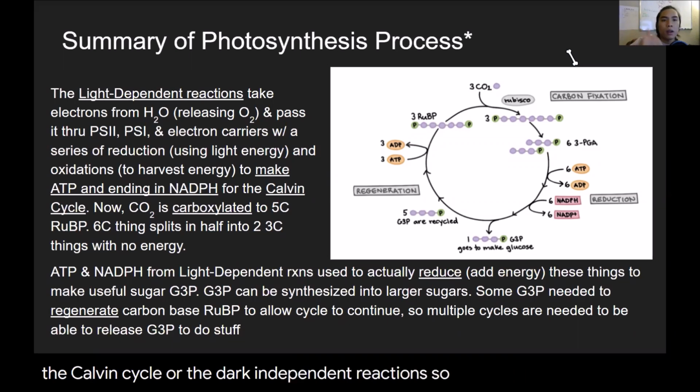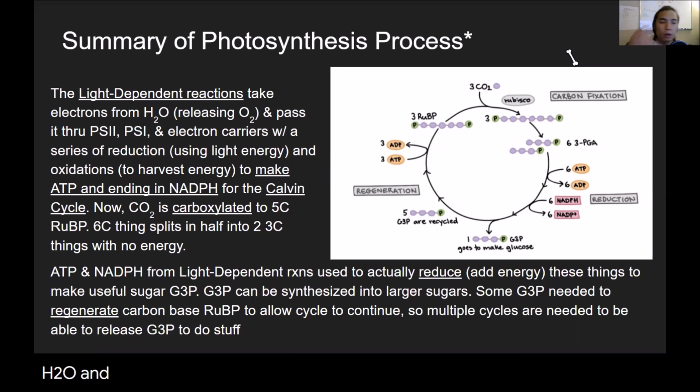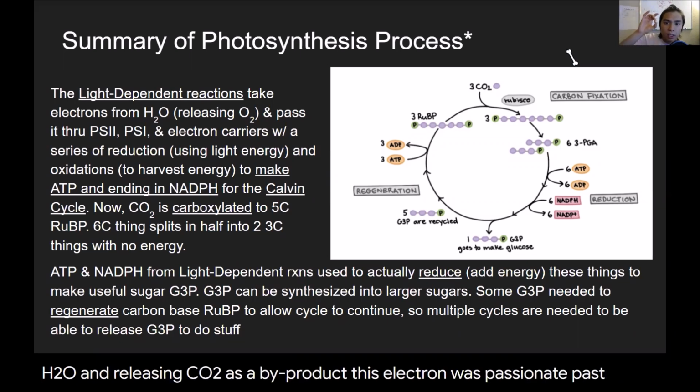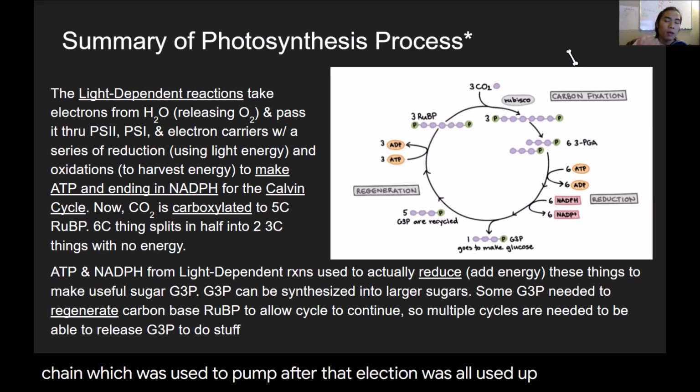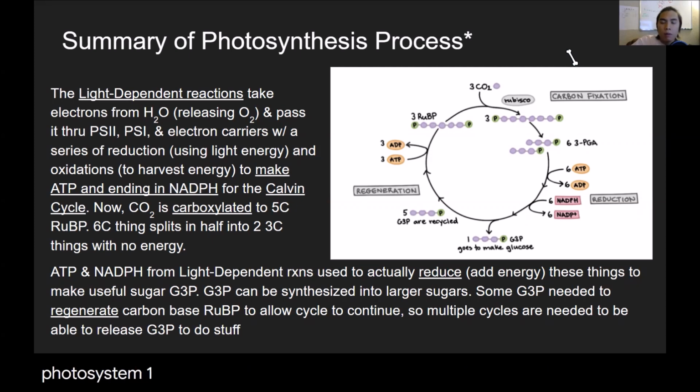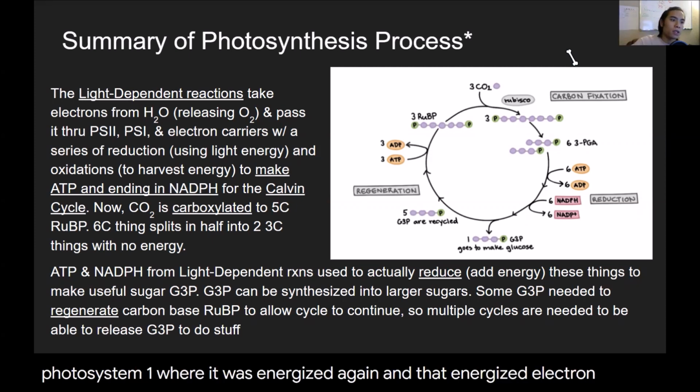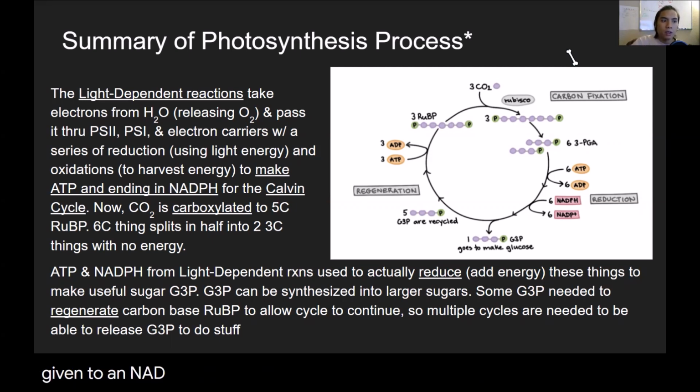So using the electrons from H2O and releasing O2 as a byproduct, this electron was passed to PS2, where after getting energized, it was passed through an electron transport chain, which was used to pump a proton gradient. After that, the electron was all used up, it was given to photosystem 1, where it was energized again, and then that energized electron was given to NADP plus to reduce it and make NADPH.